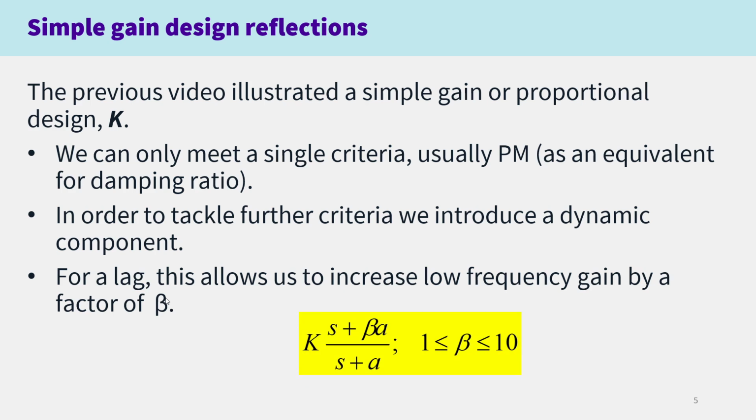So for a lag, this component looks like this: k times (s plus beta a) over (s plus a), where beta is bigger than 1 and typically less than 10. And what this will do is it will increase the low frequency gain by a factor of beta. A key thing to note is we use the same k that we got from our simple gain design.